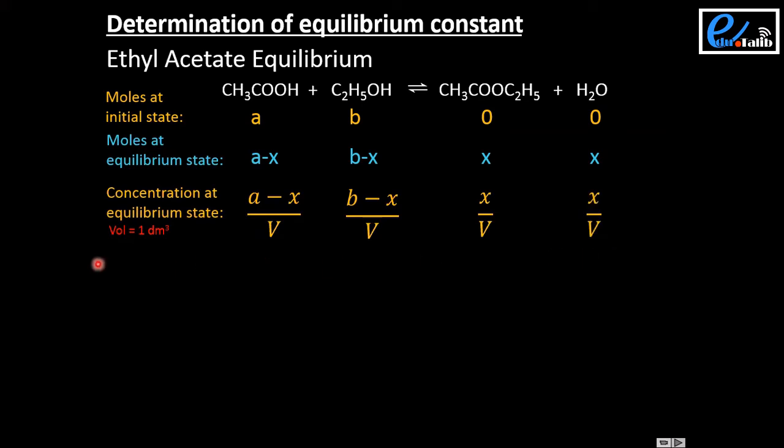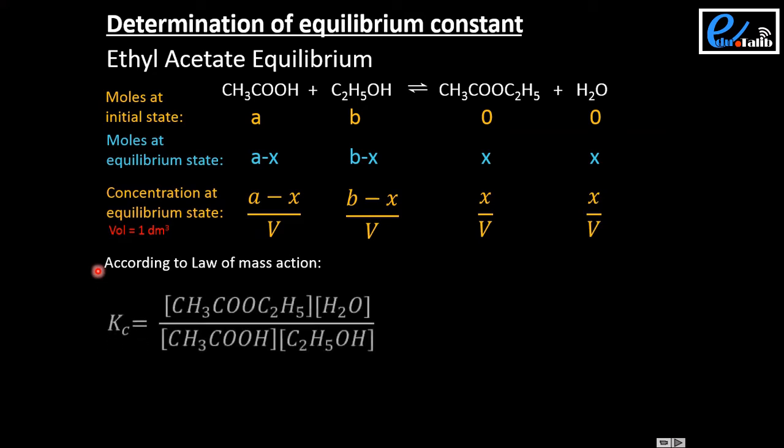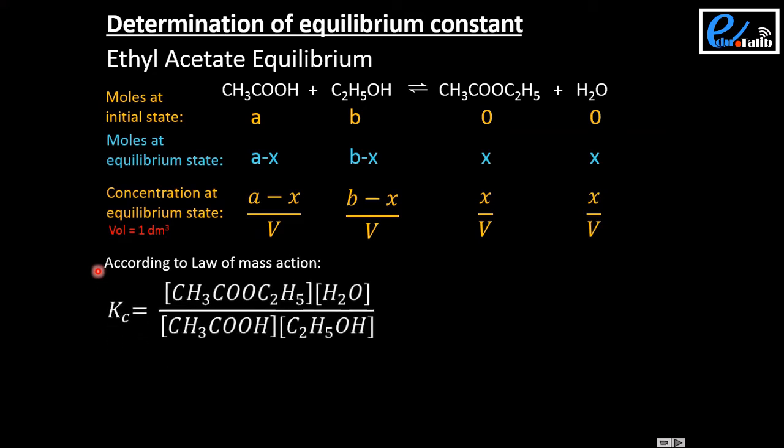Since all the concentrations at equilibrium are known, we can now put them into the formula according to the law of mass action. The formula known to us is Kc equals the concentration of ethyl acetate and water in the numerator, over the concentration of acetic acid and ethyl alcohol in the denominator. Now we have to put the concentration of all these reagents in the formula.